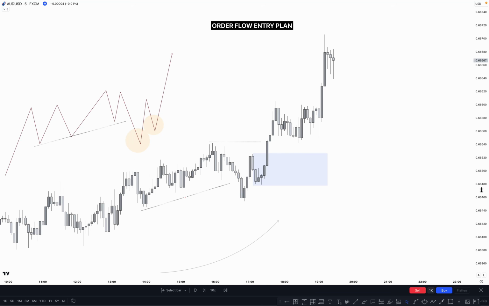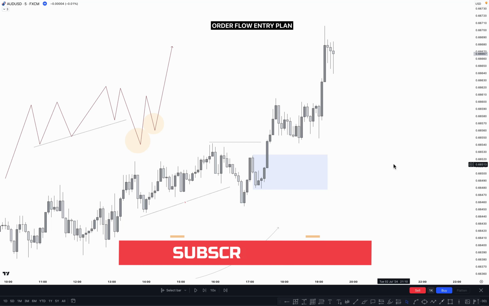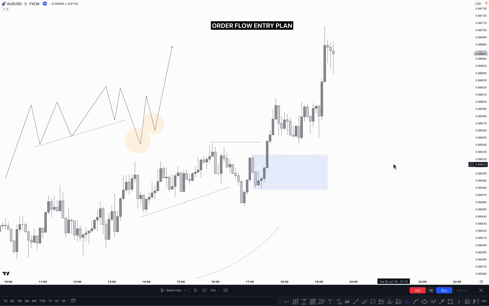So if you are not able to understand what order flow means, it is the last buying momentum before the sell or the last selling momentum before the buy. That's called order flow, which must be unmitigated order flow. So in this case, these are the last selling moves before the buy. That's called order flow.